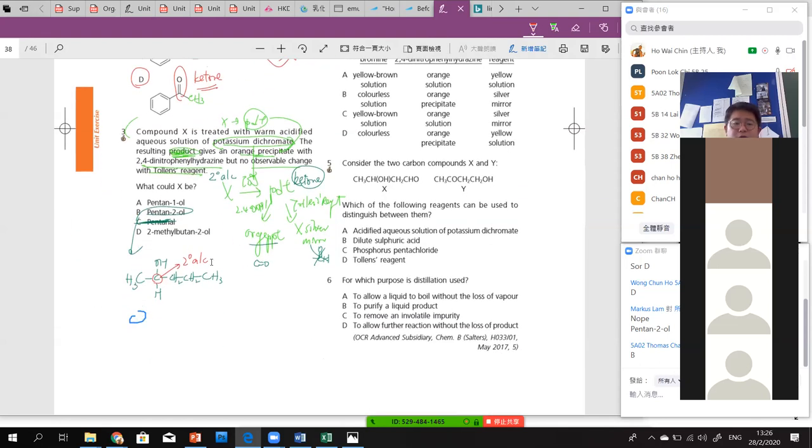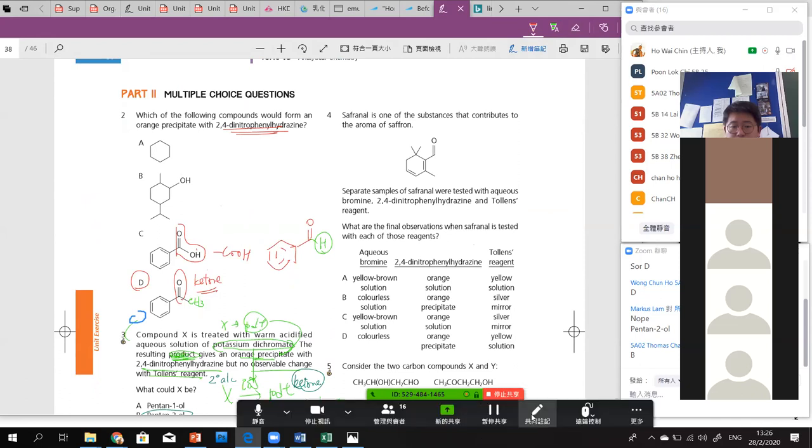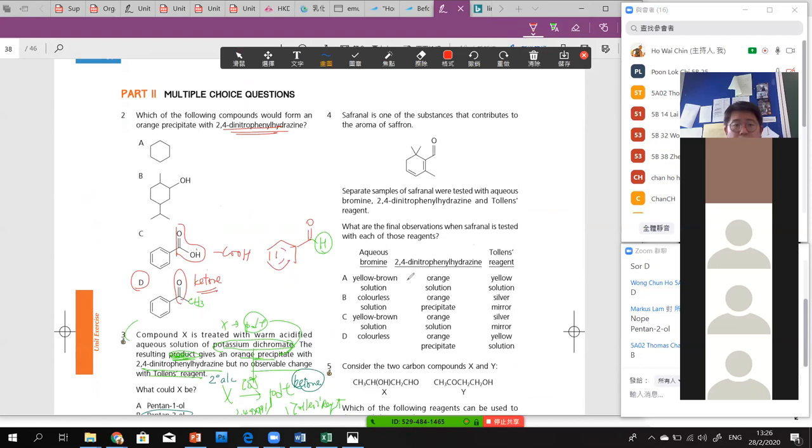Feel better? Now, shall we take a look at question four? Question four, so exciting. Punoji, you just open the mic. Could you please tell me whether it's A, B, C, or D? C. Somebody circled D. B, C or D.